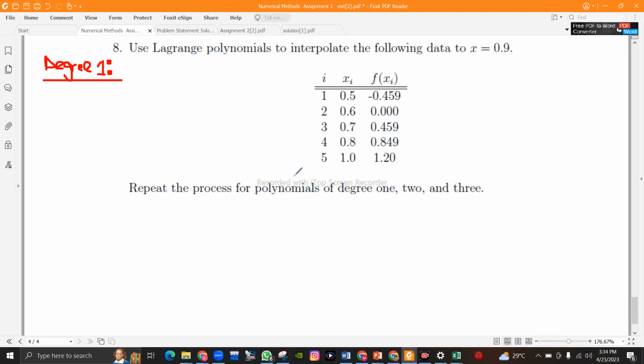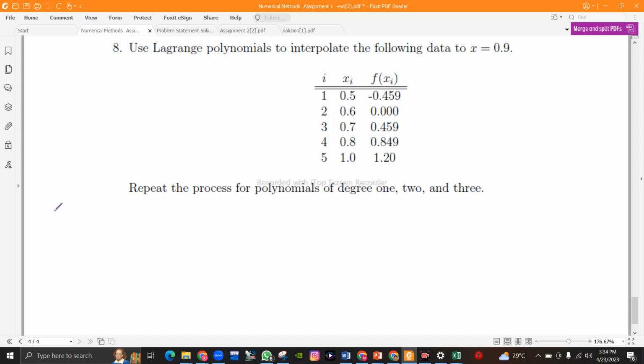So the first thing is to interpolate this first before doing degree 1 or degree 2. We have to interpolate it. This is a degree 4 polynomial: 1, 1, 2, 3, 4, 5. So it's degree 4. We're going to use degree 4 interpolation for this. Let's interpolate it.